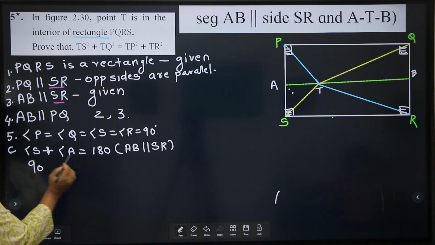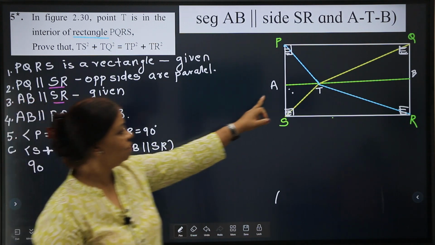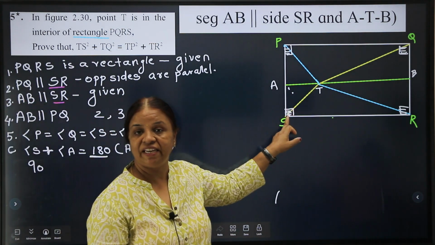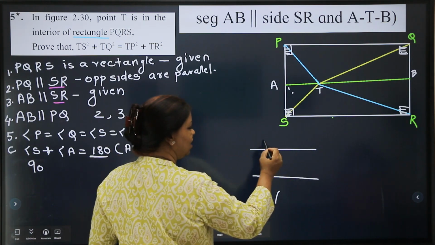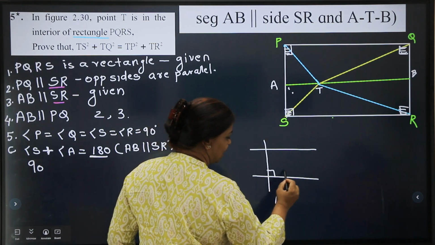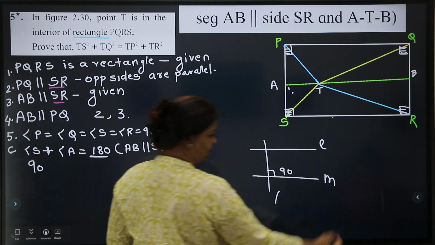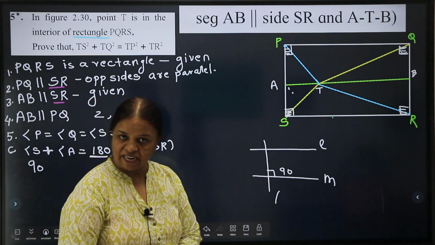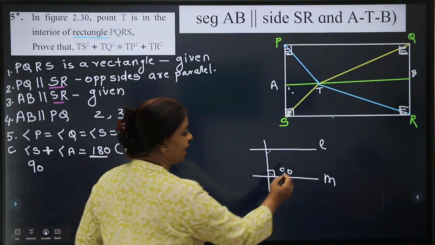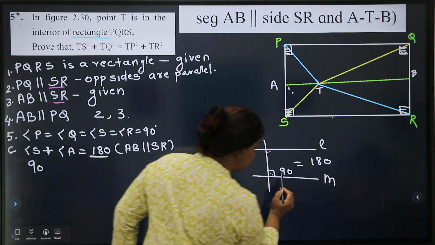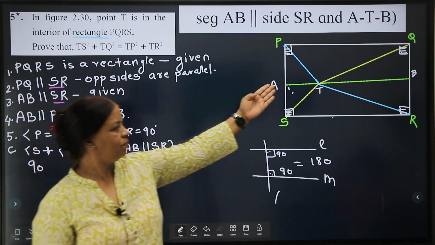The sum of the interior angles between two parallel lines is 180 degrees. I'll show you here. If this line L is parallel to line M, and this is a transversal, and one of the angles is given as 90 degrees, what happens? The interior angle, this angle plus this angle, will add up to 180 degrees. So if this is 90, definitely this angle will be 90 degrees. Okay, the same holds here.